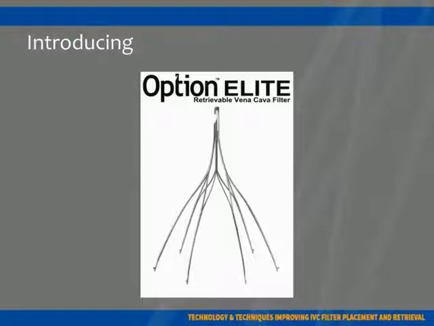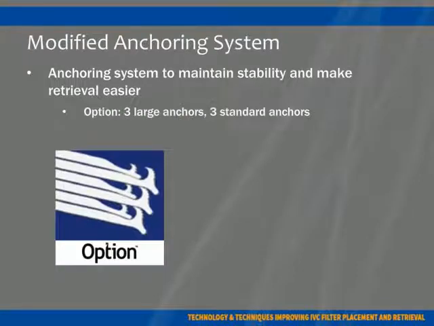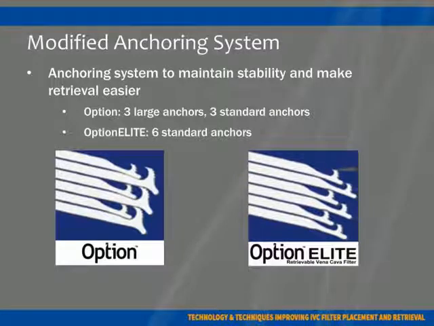And also, you'll see that the struts are designed a little bit differently. On the original option, there were three large anchors and three standard anchors. On the OptionELITE, all the anchors are these standard anchors, and the larger anchors that you see here have disappeared, so they all look like this. So that, I think, allows the filter to come out easy, but doesn't give up the ease of placing it or the safety value you have from preventing migration.